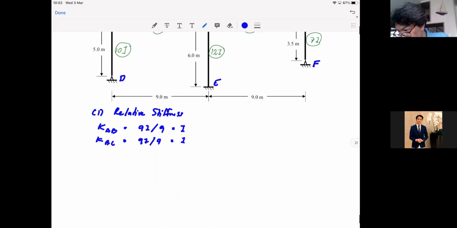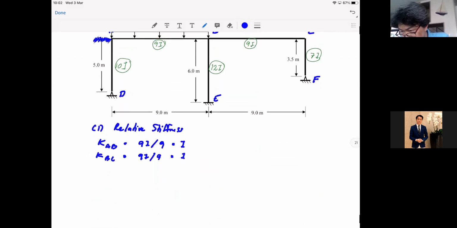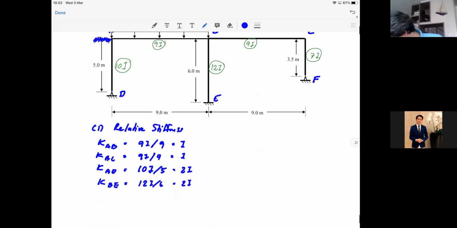KAD is next. Now you can't see the structure. Okay. KAD is 10I over 5, or just 2I. KBE, that's 12I over 6. Nice, huh? 2I again. And the last one is KCF, not KFC, you know. So it's 7I over 3.5. That is also 2I.